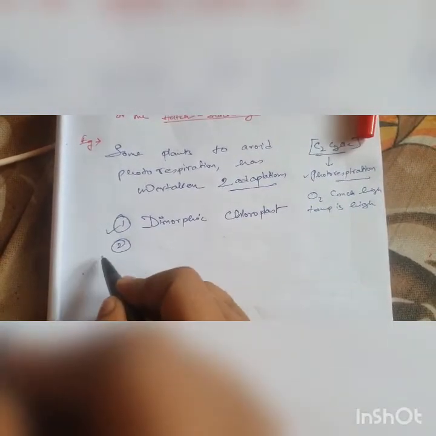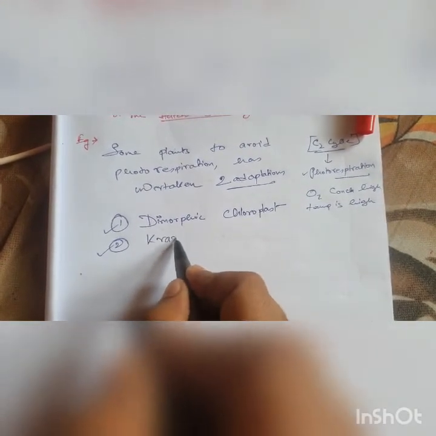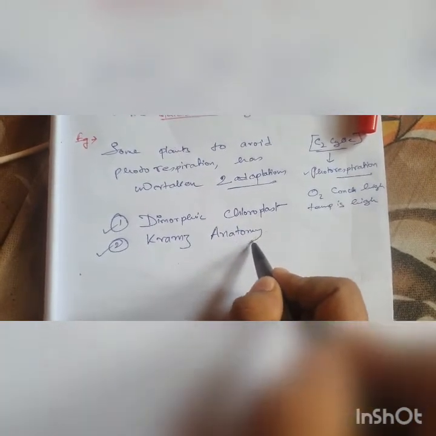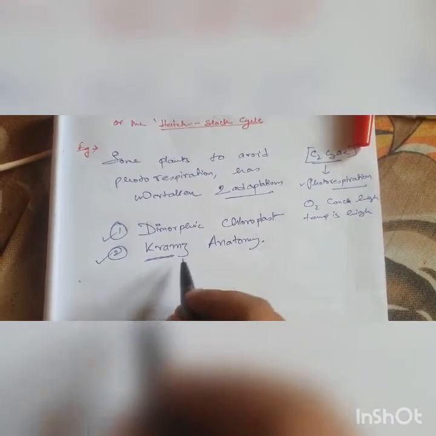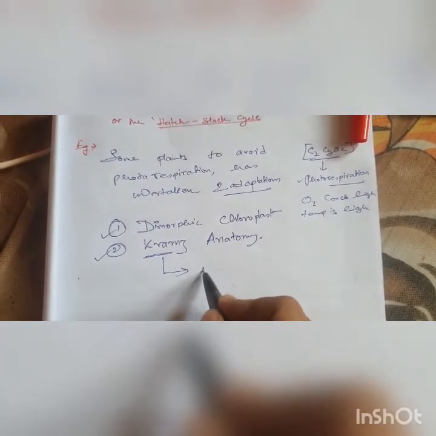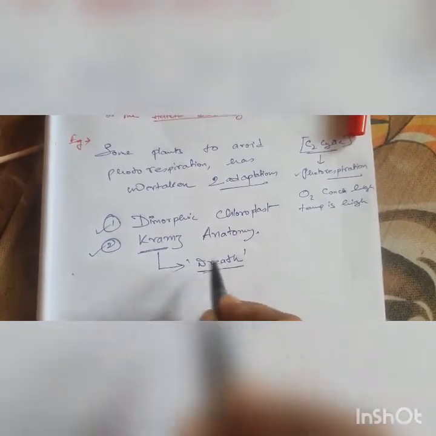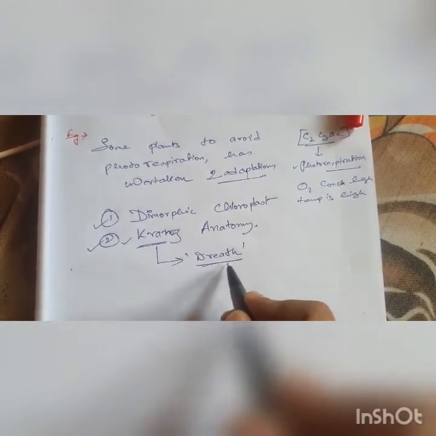And number 2, dimorphic chloroplast. And number 1, they have Kranz anatomy. The name is after the scientist who discovered it. No, sorry, the word Kranz means wreath.